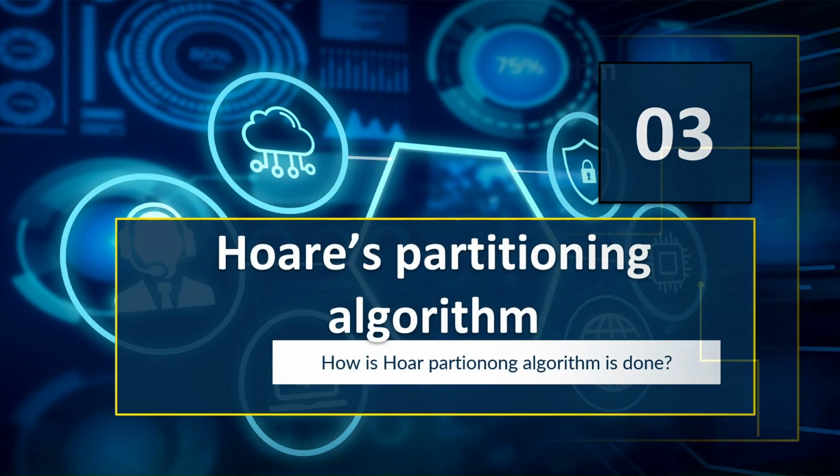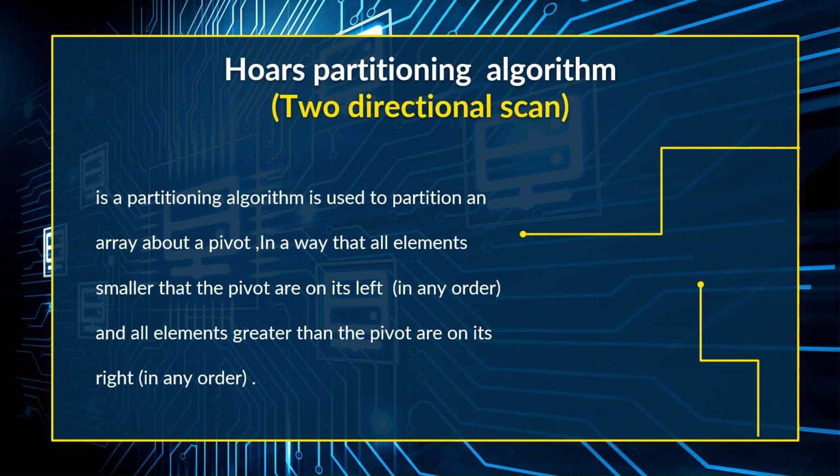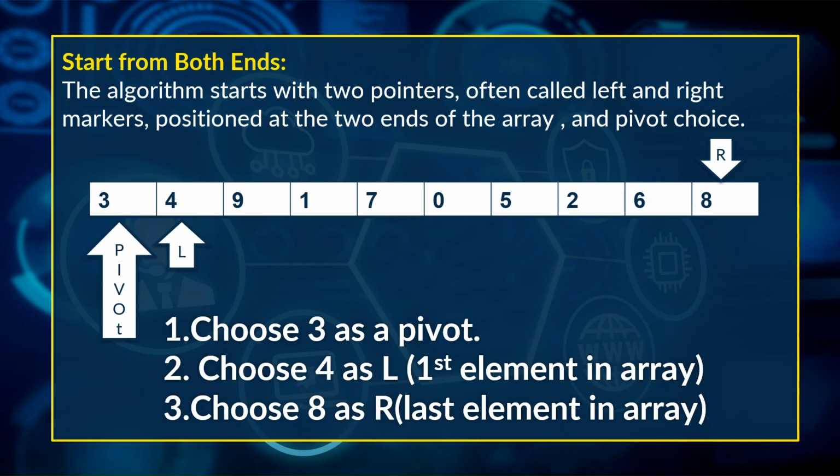Then Hoare's partitioning algorithm. It's an algorithm used in partitioning an array from a pivot so that all elements smaller than the pivot are on its left in any order, and all elements greater than the pivot are on its right in any order. And now I'm going to give a detailed example on Hoare's partitioning algorithm.